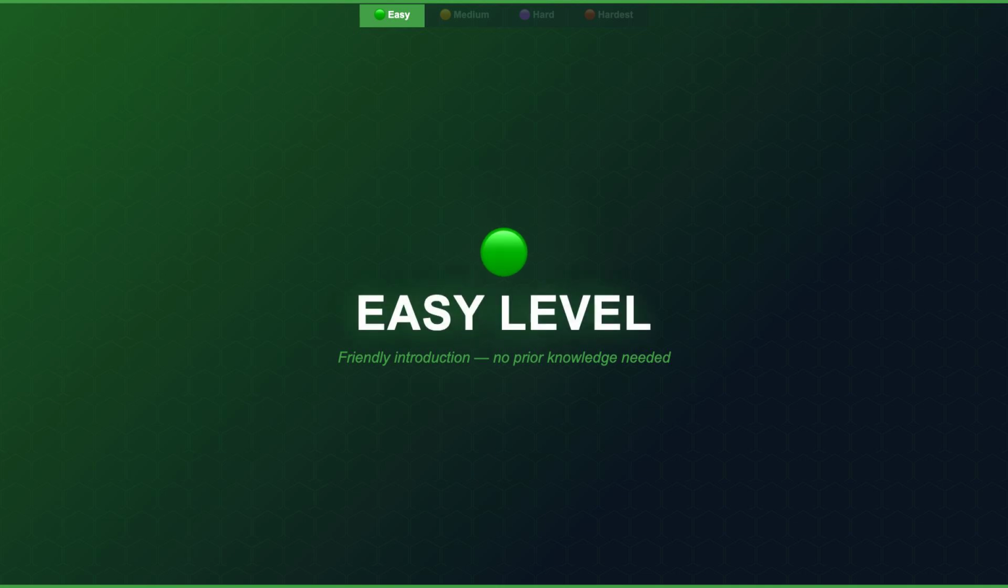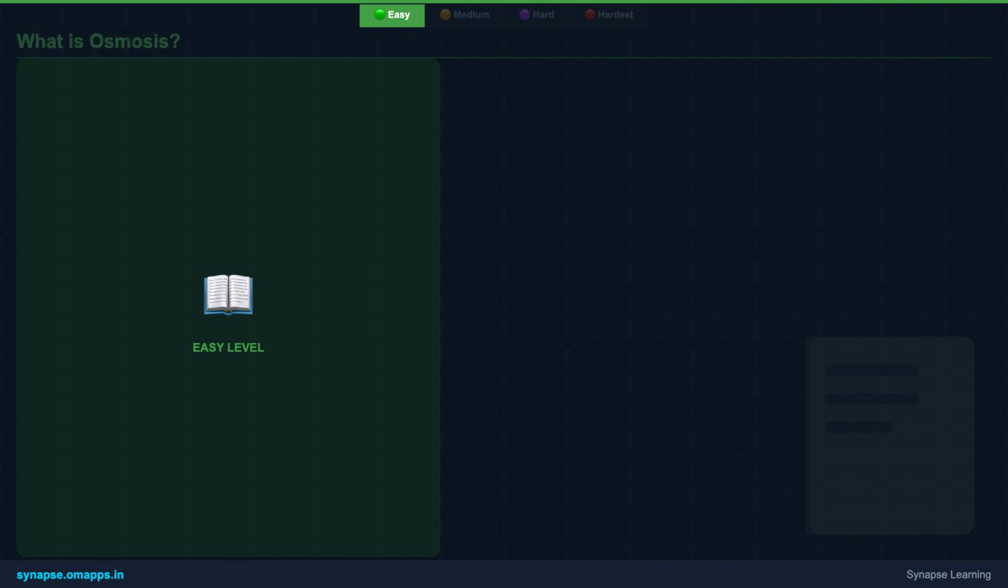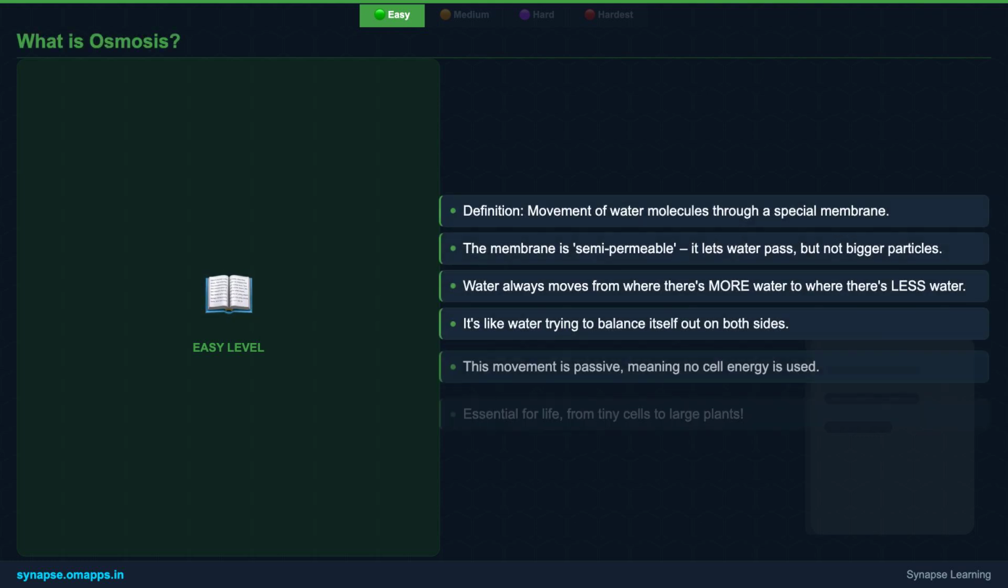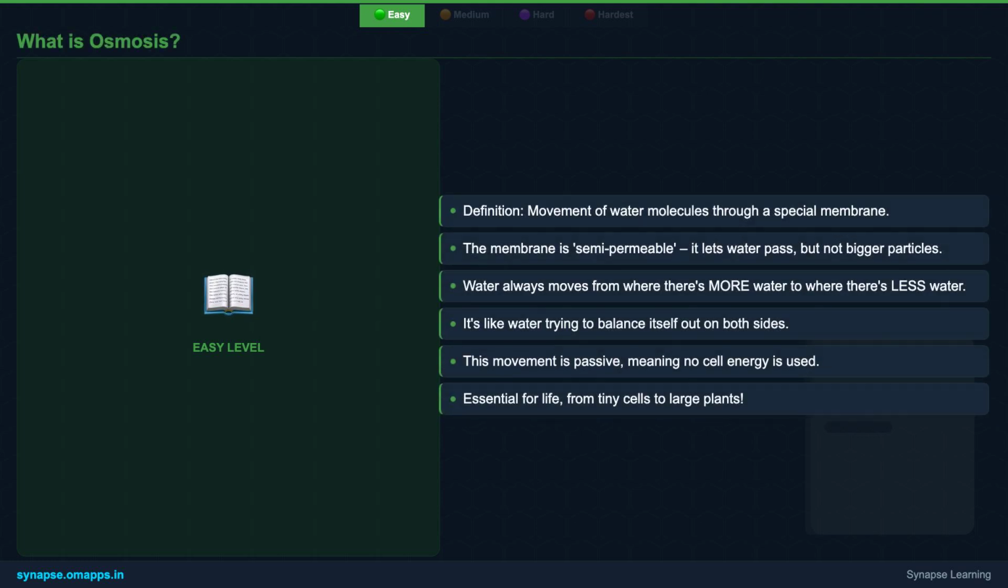Ready to uncover the basics of how water travels inside and outside cells? Let's start with the simple magic of osmosis. Osmosis is a special kind of movement, specifically for water molecules. Imagine a tiny, selective gate that's a semi-permeable membrane. This membrane is clever. It lets water molecules pass through, but it blocks larger dissolved substances like sugar or salt.